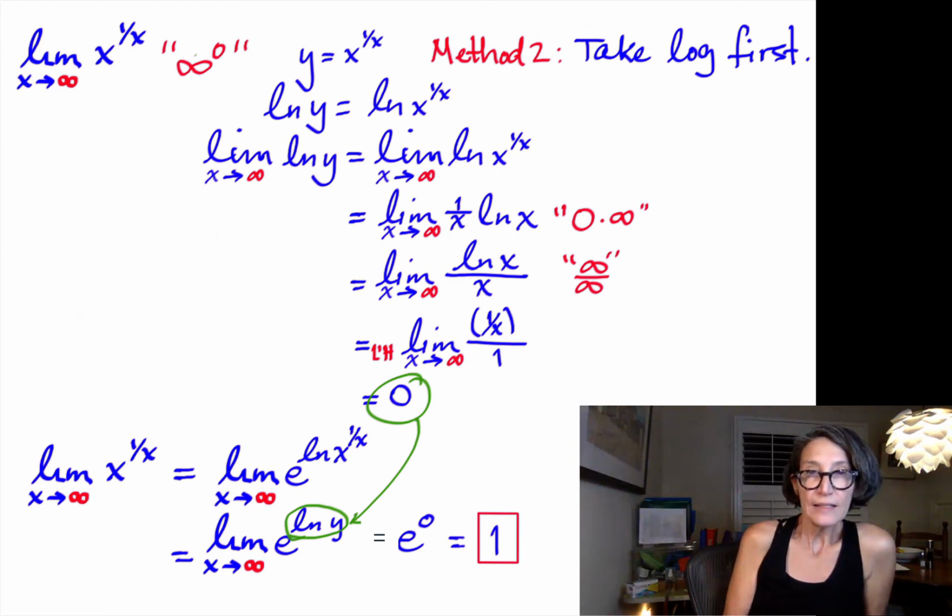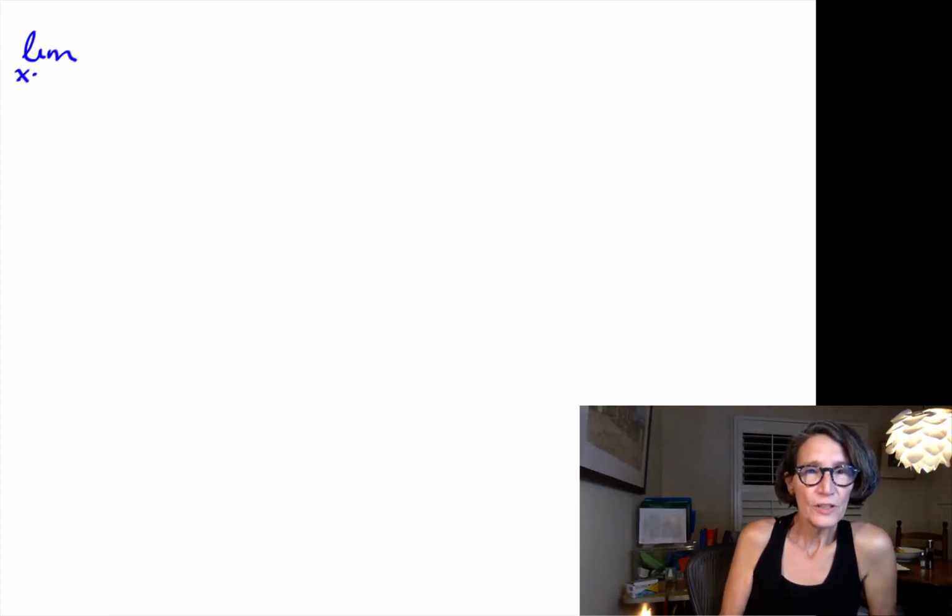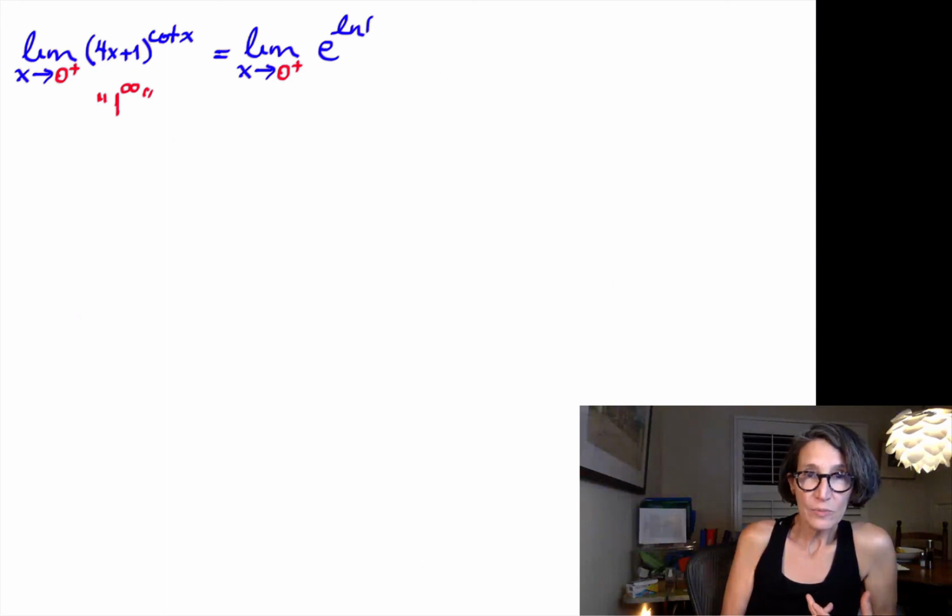All right, let's do the last indeterminate form. So let's look at the limit as x approaches 0 from the right of 4x plus 1 raised to the cotangent of x. So as x approaches 0, the base is approaching 1, but the exponent, the cotangent of x, is approaching infinity. Remember, the cotangent function has vertical asymptotes. And so this has indeterminate form 1 to the infinity. So we're going to use the first method. We're going to rewrite it as an exponential. So it's e to the natural log of 4x plus 1 to the cotangent of x.